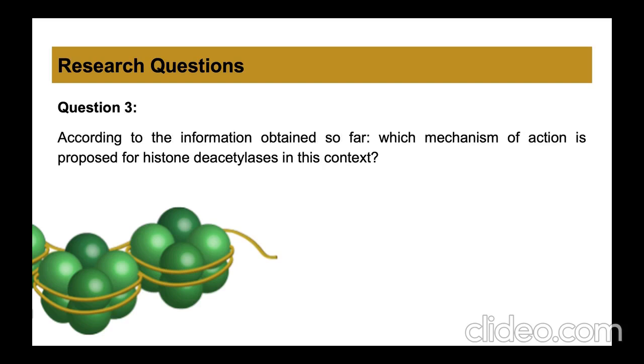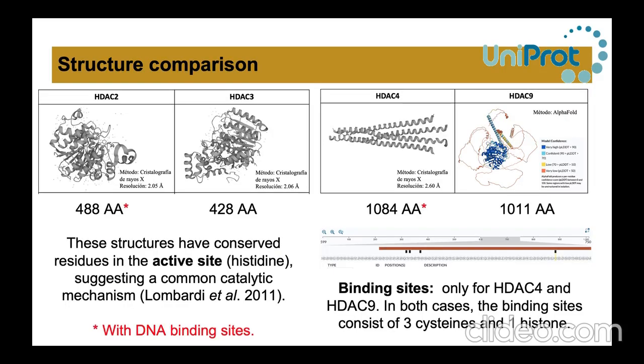The third question was: according to the information obtained so far, which mechanism of action is proposed for histone deacetylases in this context? To answer this question, we decided to learn more about the histone deacetylase structure. Through the search of these molecules in different databases, we found that the deacetylases differ in their length depending on the enzyme family. In this case, histone deacetylase 2 and 3 are half the size of histone deacetylase 4 and 9. We also found that for the first pair of enzymes, the structures have conserved residues in the active site, which suggests common catalytic mechanisms.